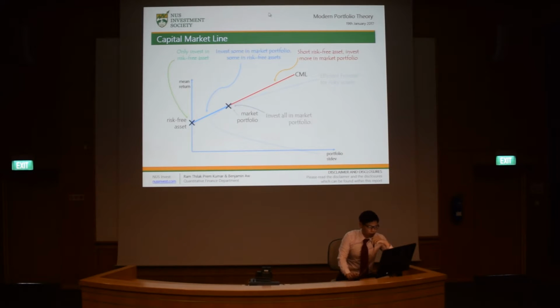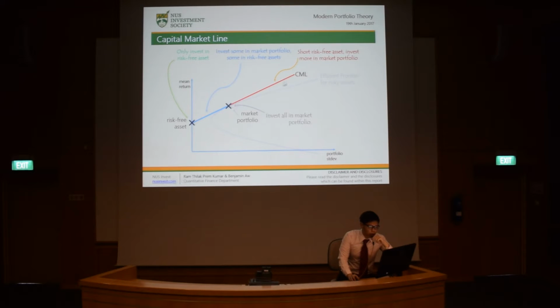In the next slide, you can see that investors only get this straight line, this CML line. As Ram said just now, if you take more risk, you expect a higher return, and you can see that from this line. Over here, the investor will only invest in the risk-free asset. Over here, the investor invests a proportion in the risk-free asset and a proportion in the market portfolio. And over here, the investor invests everything in the market portfolio.